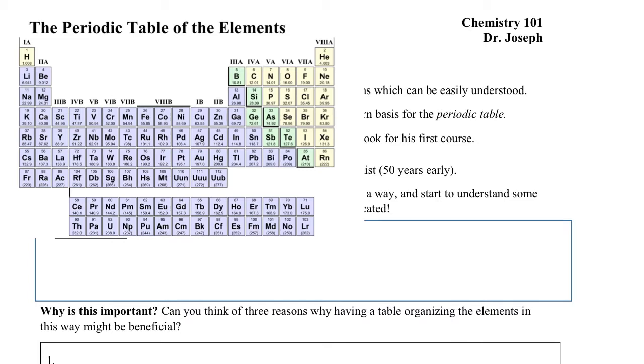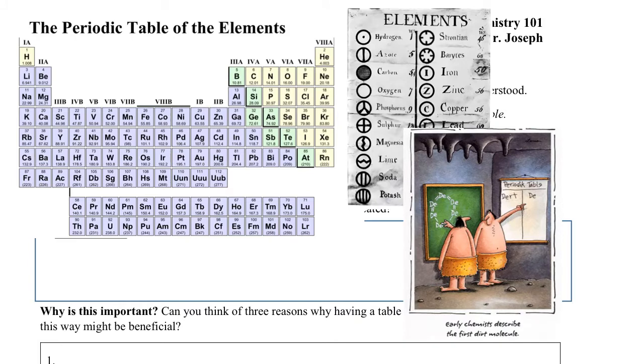Now, this particular periodic table that we're using here and all over the world is not the first attempt at organizing matter in such a way. In fact, this periodic table is only a few hundred years old. It was developed by a scientist named Mendeleev in the late 1800s. Before that, our organizational attempts were largely incomplete.